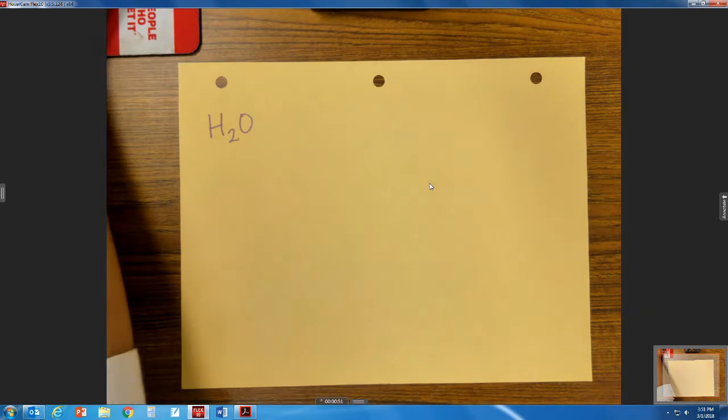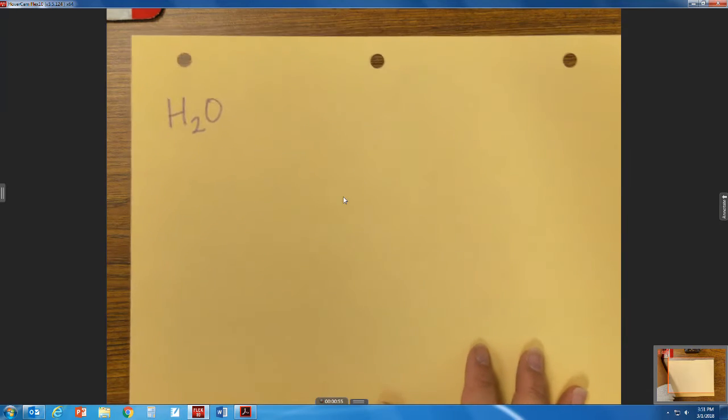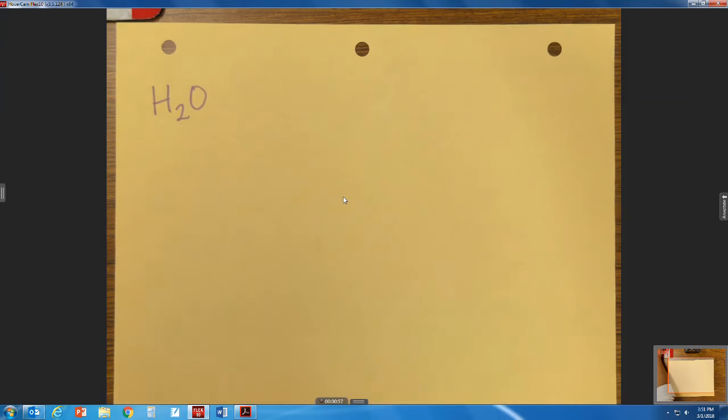Okay, so our first sample problem was H2O. So I'm just going to show you the easy way to do it. I know Miss Williams and even Mr. Lawrence teaches it differently. So I'm going to try my best to go over both ways, but I'm going to go ahead and show you my way first.